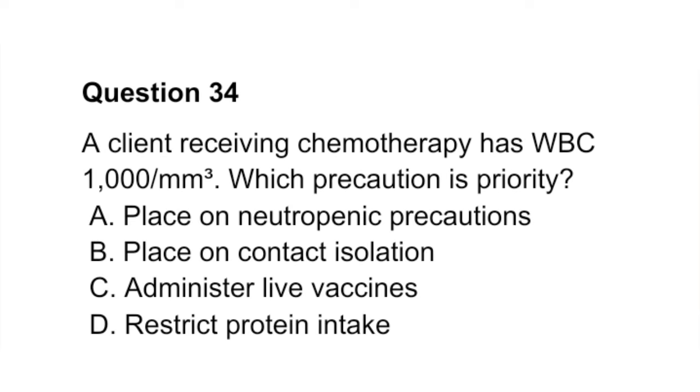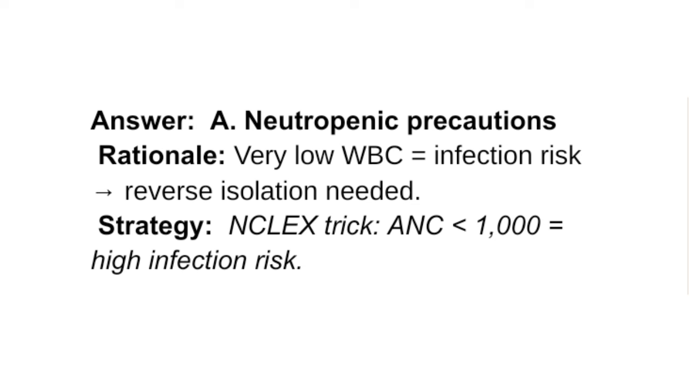Question 34. A client receiving chemotherapy has WBC 1000/mm³. Which precaution is priority? A. Place on neutropenic precautions. B. Place on contact isolation. C. Administer live vaccines. D. Restrict protein intake. Answer: A.